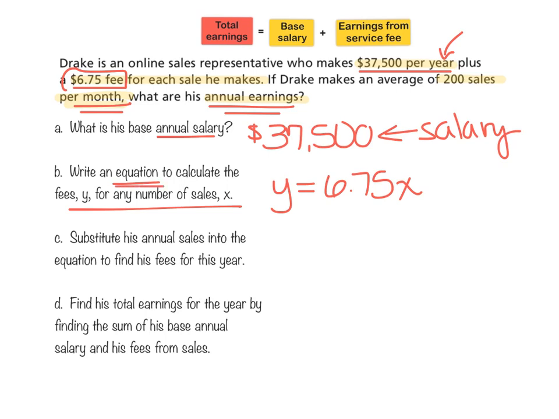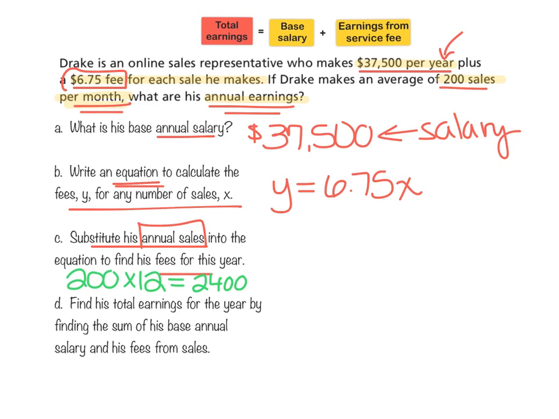Okay, for part C, it tells us now substitute his annual sales into the equation to find his fees for the year. Now, one thing here that we know is that in the problem they tell us he makes 200 sales per month, but we want to know his annual earnings, so we're going to have to do a quick little calculation. If he does 200 sales per month and there are 12 months in a year, then that means that he's making 2,400 sales approximately every year based on his monthly average.